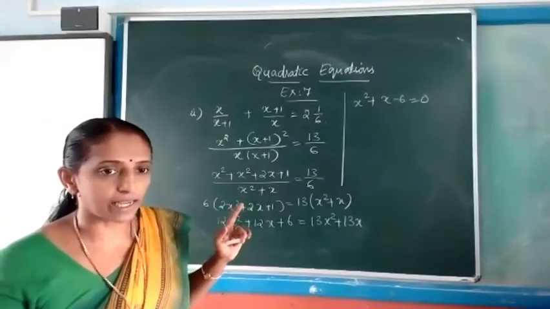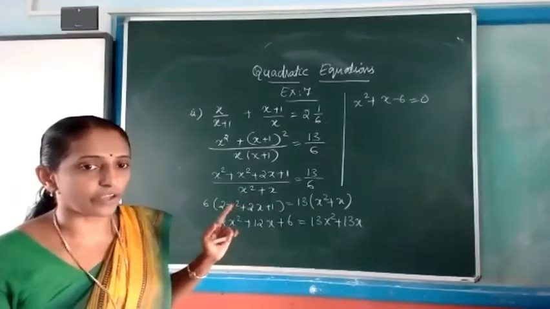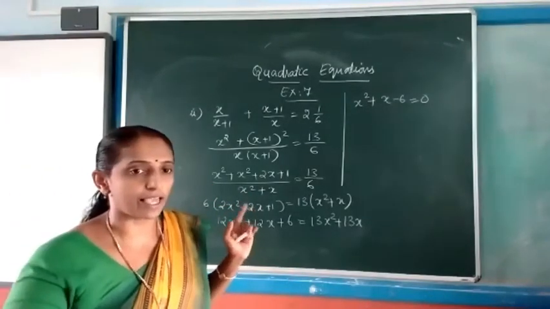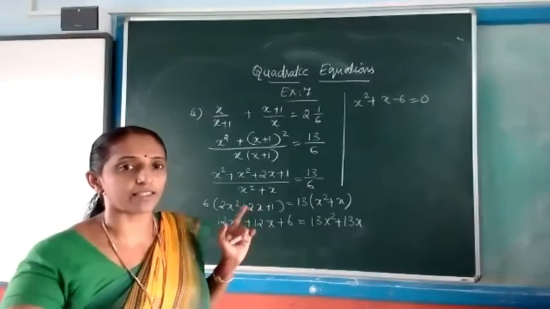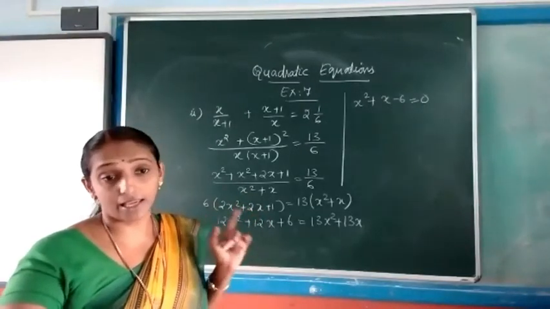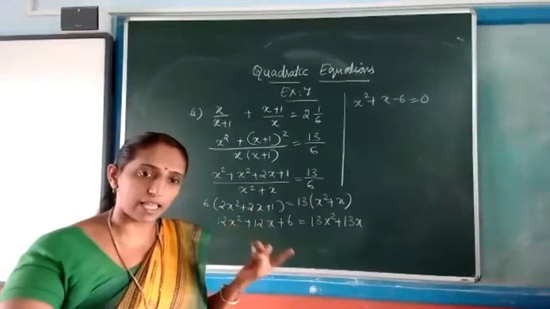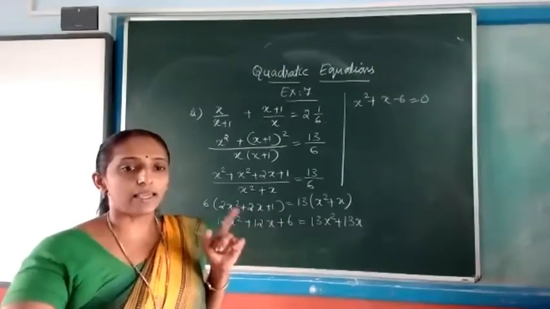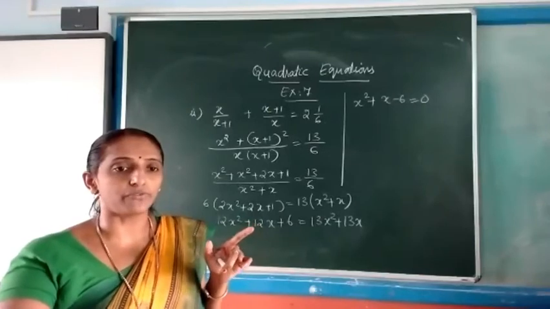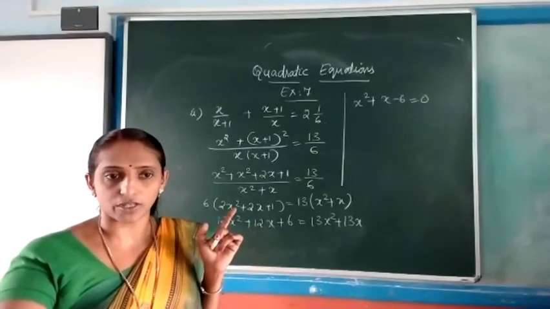Once more, I am telling you, the standard form of a quadratic equation is ax square plus bx plus c equal to 0. But a cannot be 0. b can be 0. Okay, a cannot be 0. So such types of equations are known as quadratic equations.